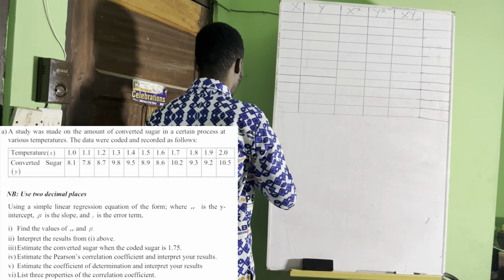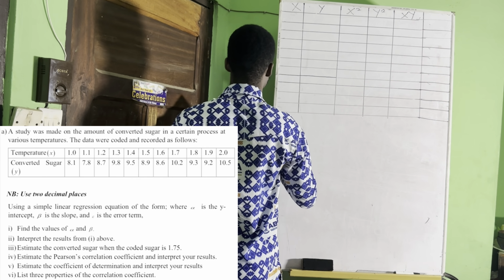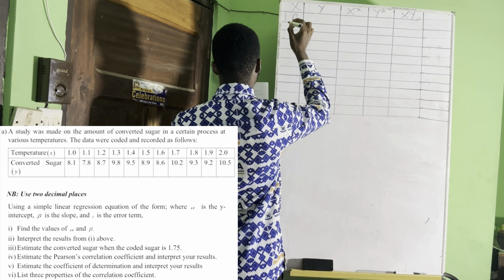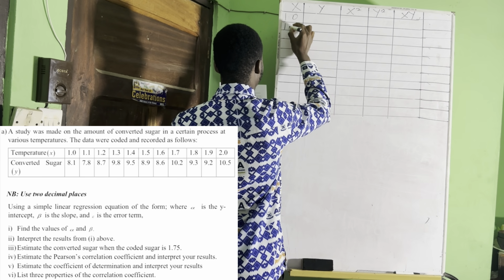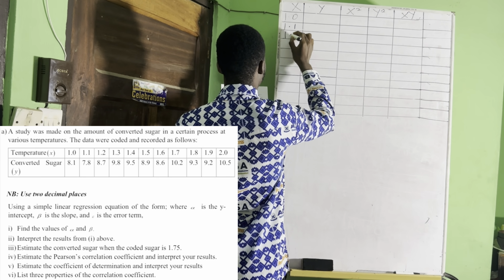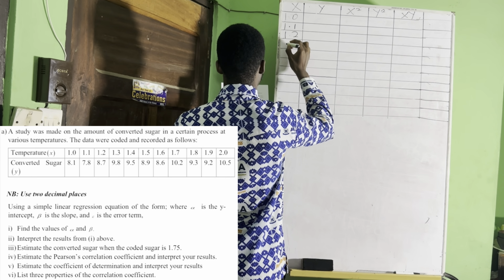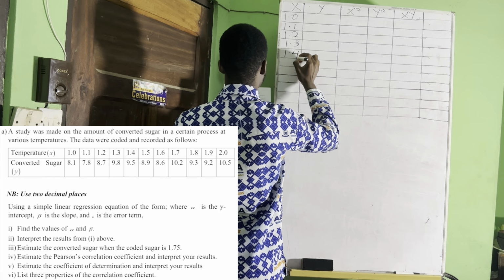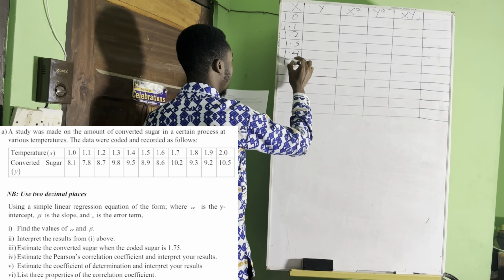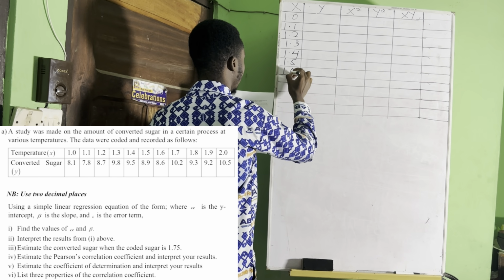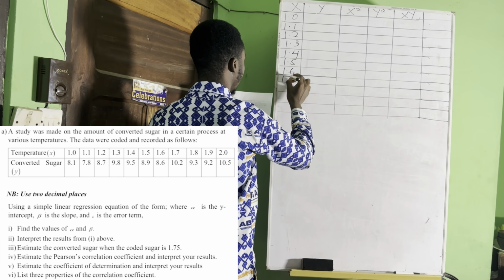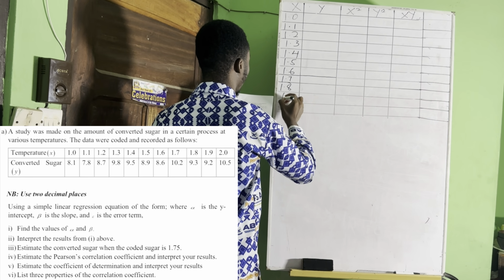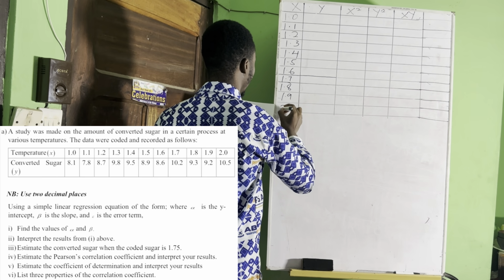So now the X values which have already been given to the question, I'm just going to write it again here. So the first one, we had 1.0, which was in the question. The second one, 1.1. The third one, 1.2. Then the fourth one, 1.3. And the next one, 1.4. Then 1.5. Then 1.6. Then 1.7. Then 1.8. Then 1.9, and the last one 2.0.